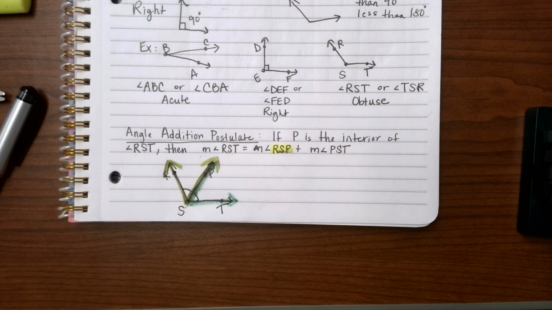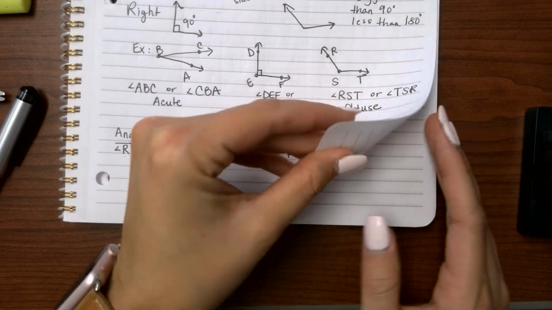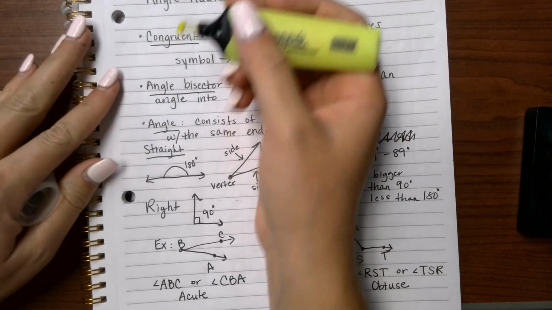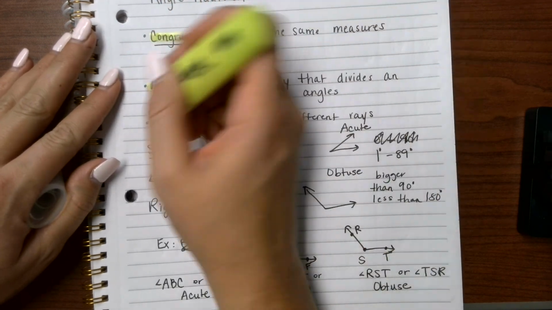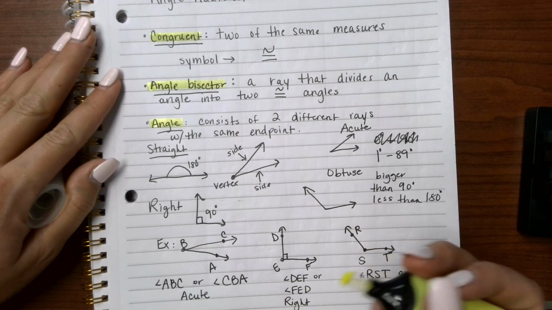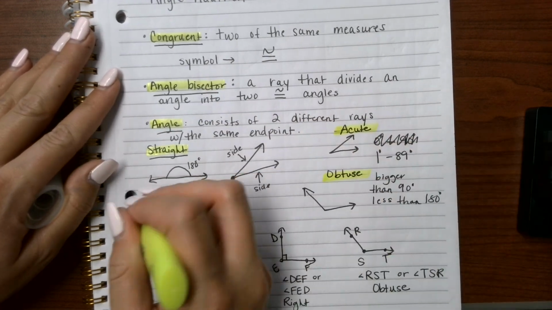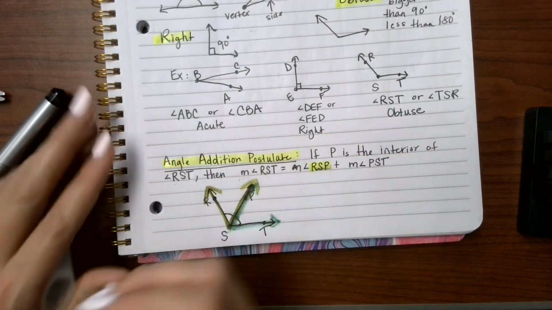So we're going to have to flip to the back and do some examples. I've run out of room. Before though, I do like to highlight some of my definitions. So if you want to highlight congruent, angle bisector, angle, and then you could do straight angle, acute angle, obtuse, right, and then the angle addition postulate.